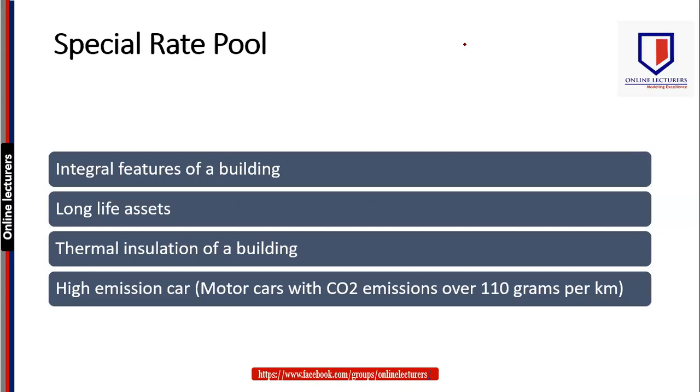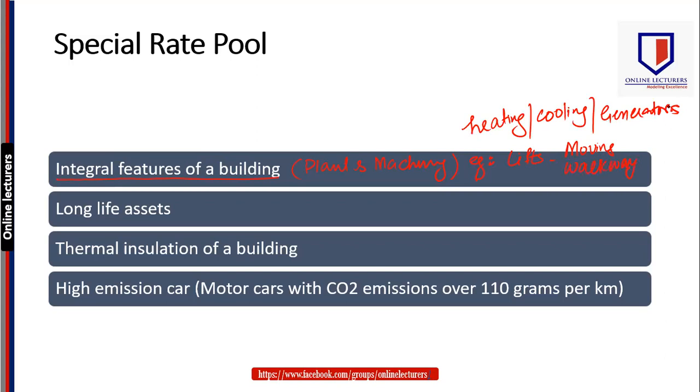Now let's discuss how we can classify certain items to be part of the special rate pool. These are the items which, if you see in the question, would always be part of a special rate pool. One is the integral feature of a building: any plant and machinery which is an integral feature of a building, for example lifts, moving walkways, heating system, cooling system, generators, etc.